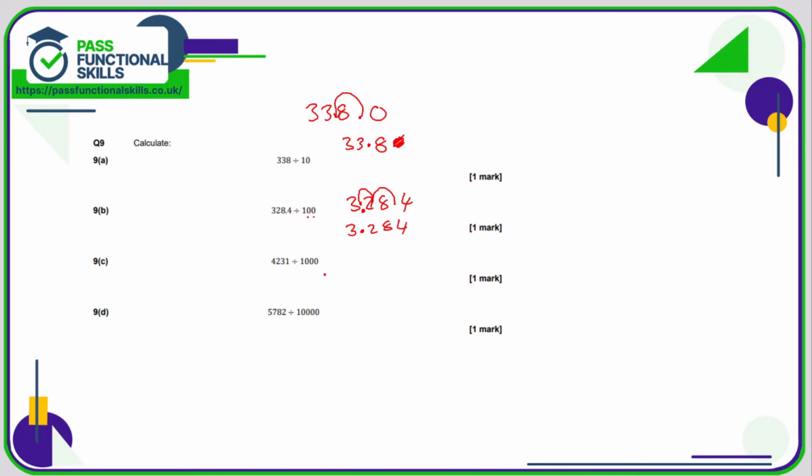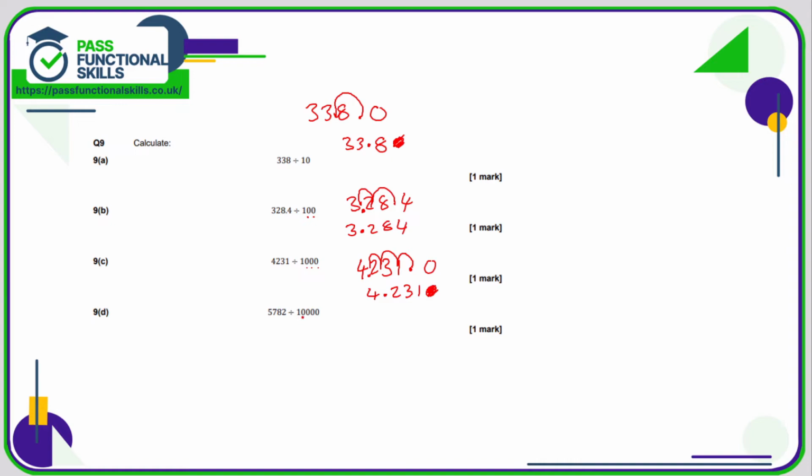4231 divided by 1000. We need to move the decimal point 3 positions, but there is no decimal point, so let's just put one in. 4231 is the same as 4231.0. Now we can move the decimal point 1, 2, 3 positions to here, so the answer is 4.2310, and again, any 0 on the end isn't doing anything useful, so 4.231.